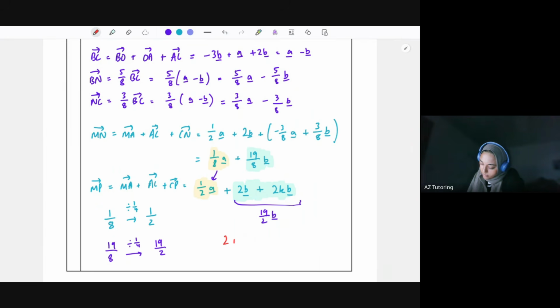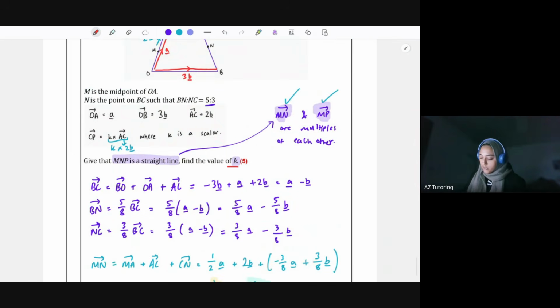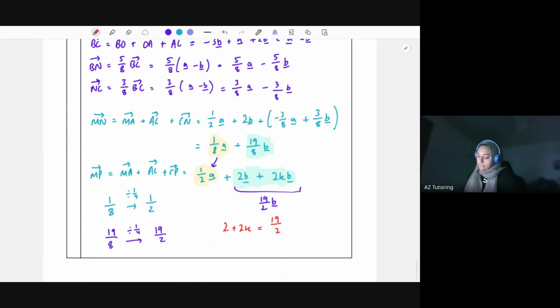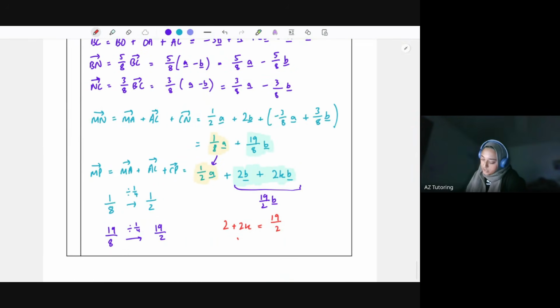So therefore, I can say 2 plus 2k, so the coefficient in front of the vector B, should be 19/2. So if it equals 19/2, I can solve this equation to find out what k is, which is what the question said, find the value of k. So let's minus 2 over to that side, so 2k equals 15/2. And then finally, to get k by itself, divide by 2, so 15/2 divided by 2 gives us 3.75.